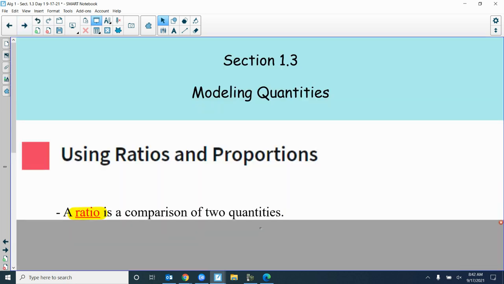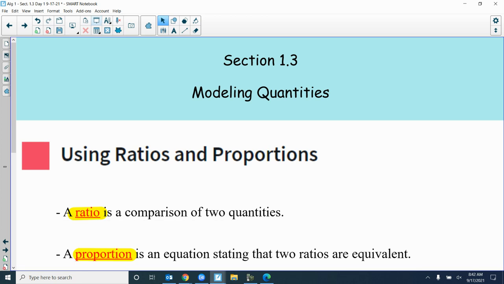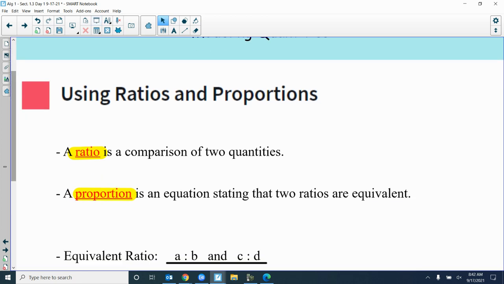So first thing here, though, a ratio is a comparison. This isn't on your guide notes. Just pay attention here. A ratio is a comparison of two quantities. A proportion is an equation that states that two ratios are equal. That case would be like 1/2 is equal to 2/4. Would you agree with that? Yeah, that would be a proportion.